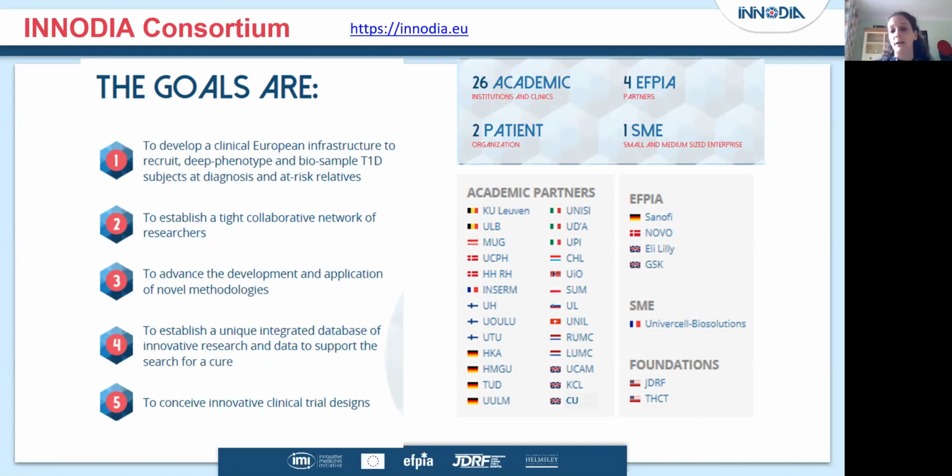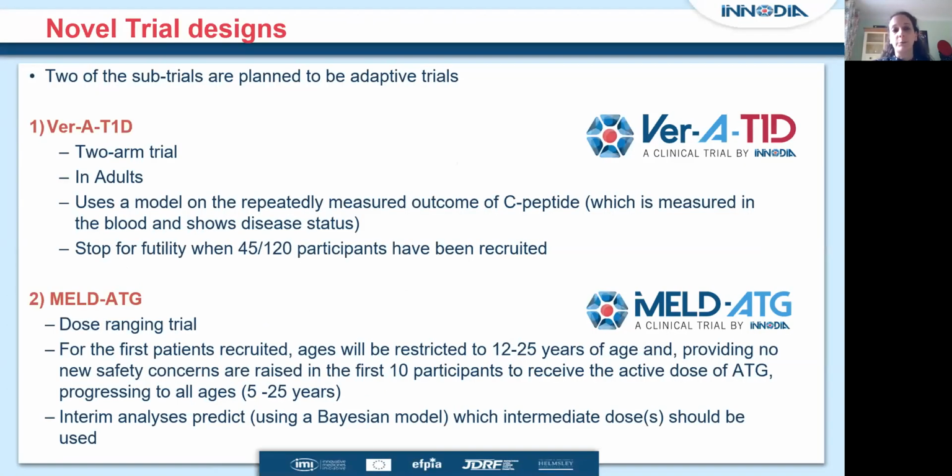This is actually being done by us here at Cardiff University. So 2 of the sub-trials in the INNODIA consortium which are planned are adaptive trials. The first is VERITID-1D, which is a 2-arm trial, which is in adults, and it uses a model on the repeatedly measured outcome of C-peptide. Now, C-peptide is a measure of disease status or disease burden for type 1 diabetes, and it's measured in the blood. For VERITID-1D, we plan to stop for futility, and 45 out of the total 120 participants have been recruited.